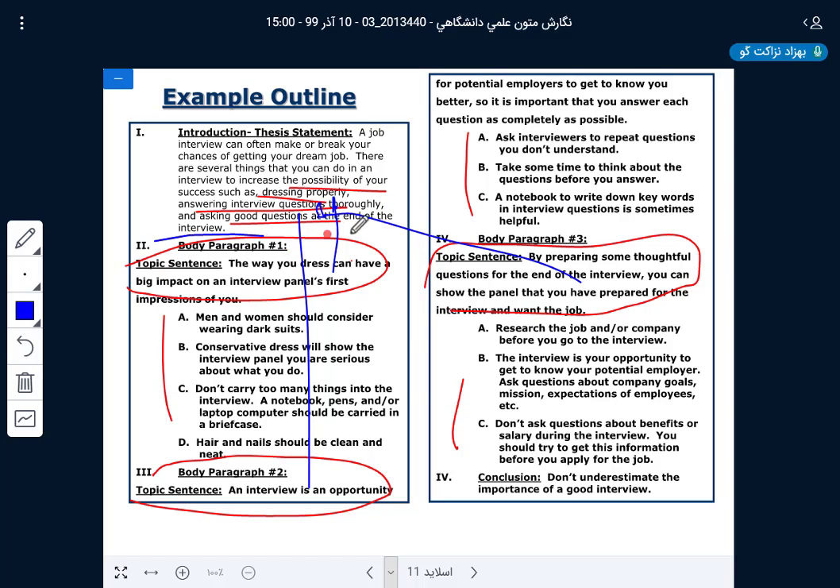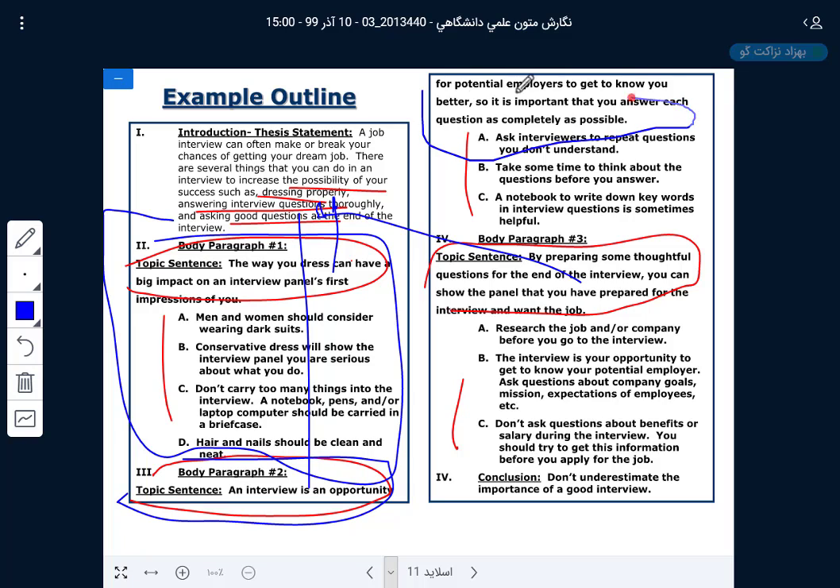In this paragraph, they're talking only about the appearance, proper dressing. In the second one, the opportunity for potential employers to know you better. Okay, so answering the questions. So the second part is again logically related to the second point in the thesis statement, and this one again is logically related to this part.